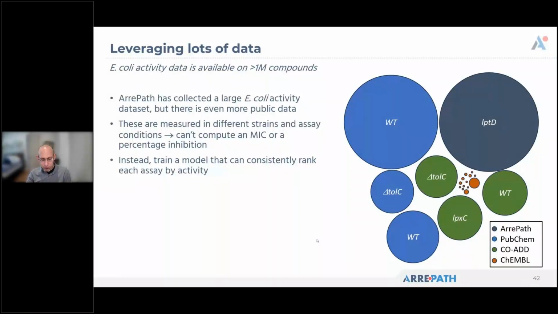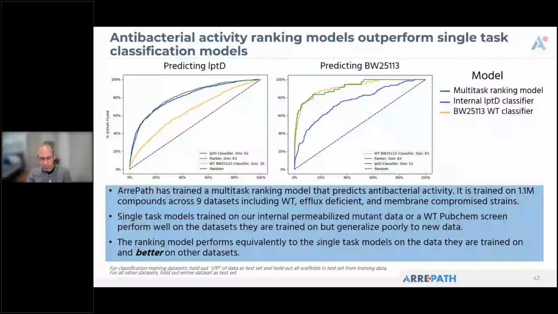And so we train a model to rank across data sets, one model that can correctly rank all compounds within each data set for all data sets. And so this is called a multitask ranking model. So within each of these 9 data sets, it's learned to properly rank compounds within that data set. And what we can show, shown here, is that in all cases, this model performs as well as a regression model or a classification model trained on a comparable data set or a scaffold split version of that data set.